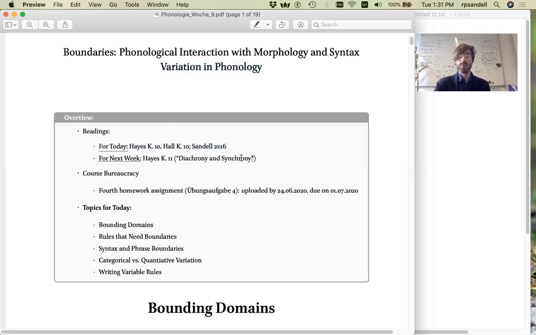And then next week, we'll move on to phonological change. The fourth homework assignment will be first uploaded next week, and then of course will be due the following week on the 1st of July.